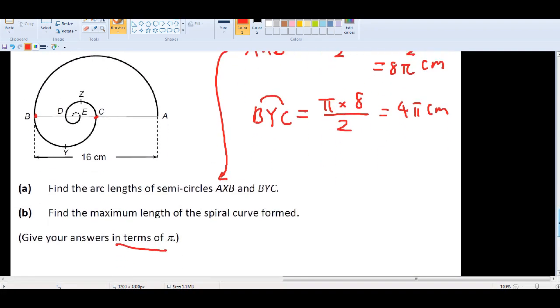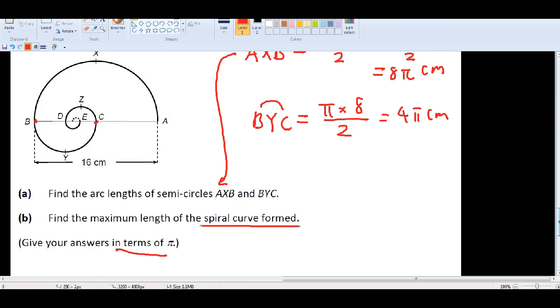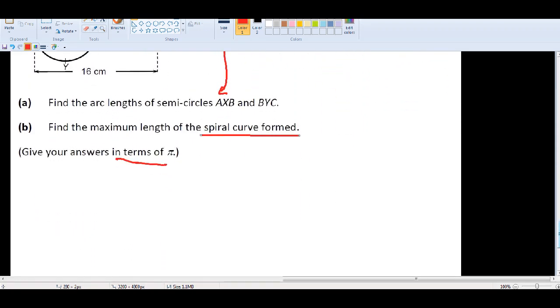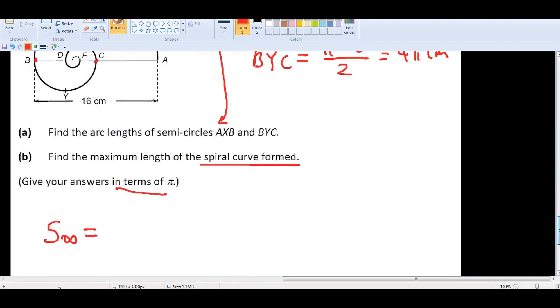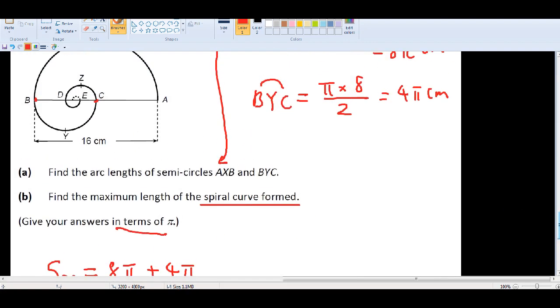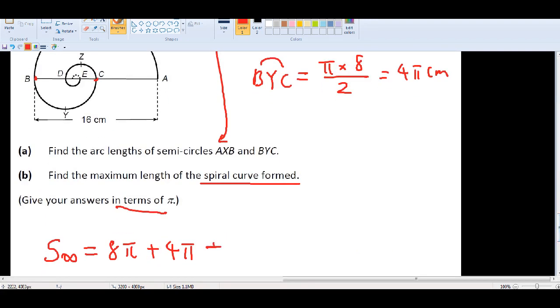Find the maximum length of the spiral curve form. How can we find the maximum length? It just goes on forever. How can we find the maximum? Yes, in this case, if something goes on forever, you need to consider what? Infinite geometric series. So let's say that is what we call sum to infinity, and this time we're going to use 8 pi plus 4 pi. What would be the next? You might consider the next would be half of that 4 pi, that would be 2 pi.